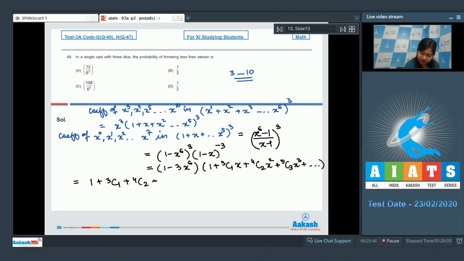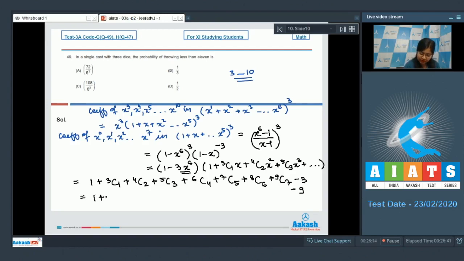Now let's write the coefficient of the constant term, that is 1, plus the coefficient of x, that is 3C1. Similarly 4C2, 5C3 plus 6C4 plus 7C5 plus 8C6 plus 9C7. This is the coefficient of x raised to the power 7. Now from this also we will get minus 3 into 3, that is minus 9. So this is the required answer.